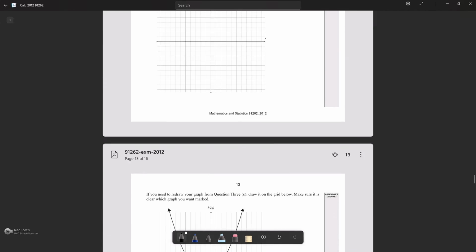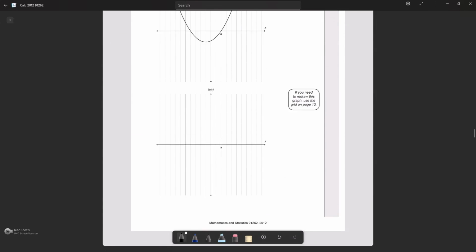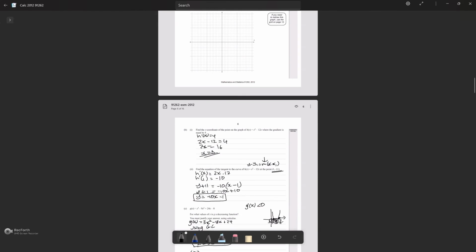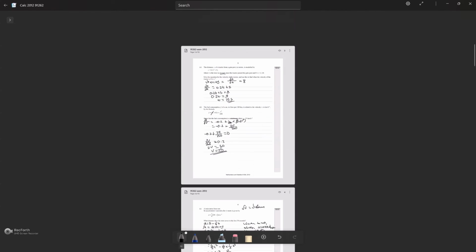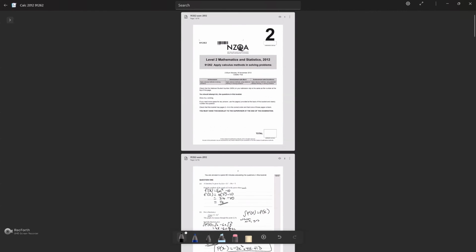Alright. And this is just spare graphing paper. So, yeah, that's this calculus paper speedrun by me.